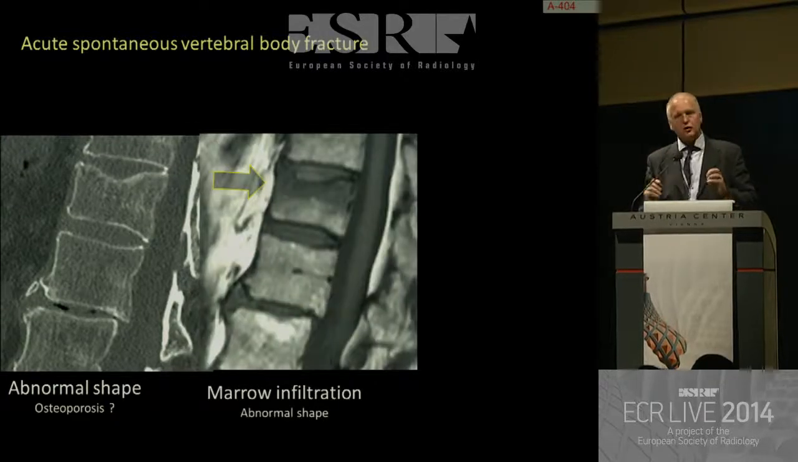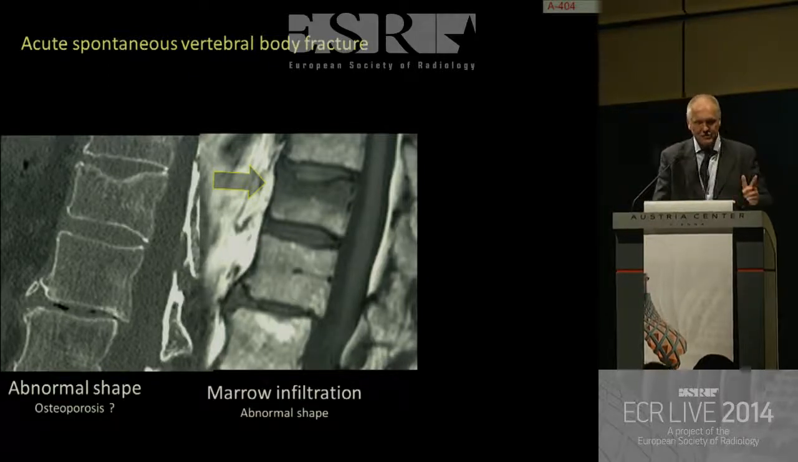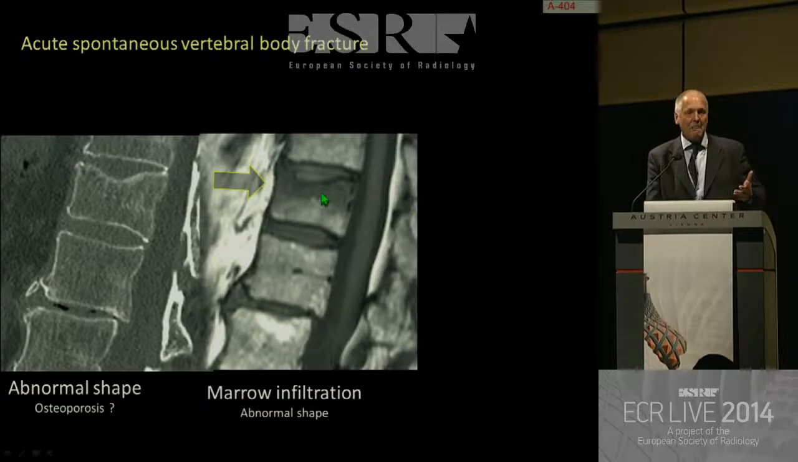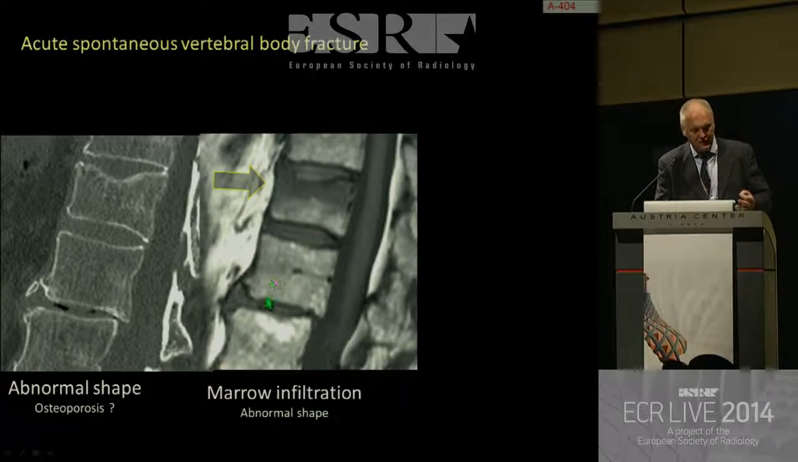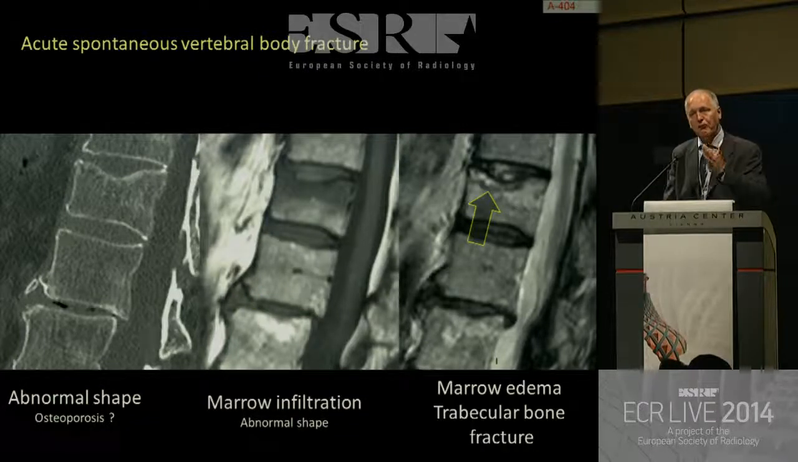If you look at the corresponding MR, the striking abnormality is the marrow change, and you have to pay attention to the shape of the vertebral body to recognize the abnormality. It's not so easy. And this is abnormal marrow, decreased signal intensity, lower than that of the adjacent disc. This is T1, and if you look at T2, you will see the most important feature, which is the fracture.